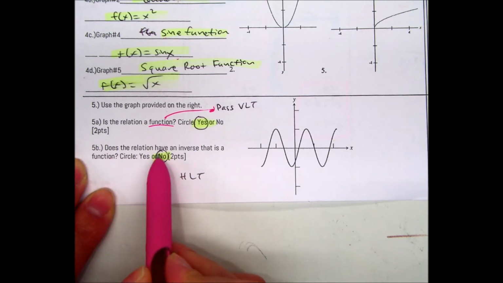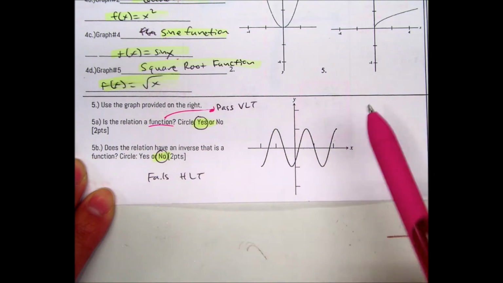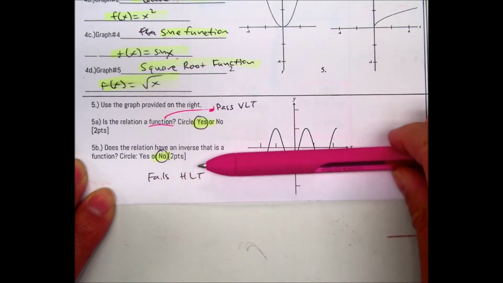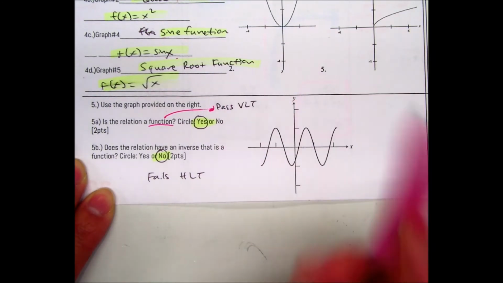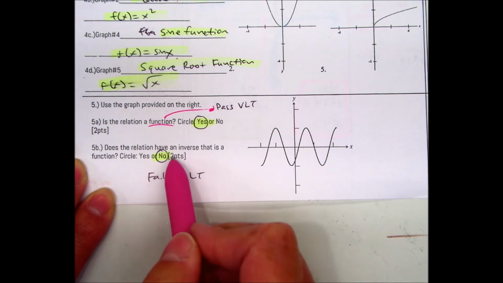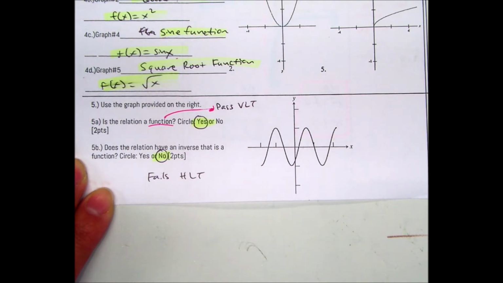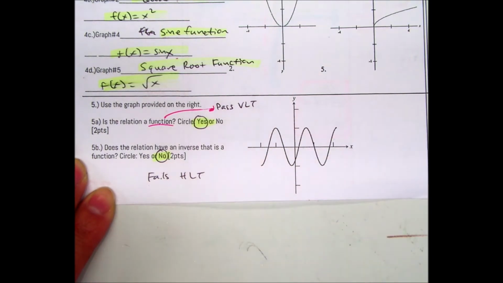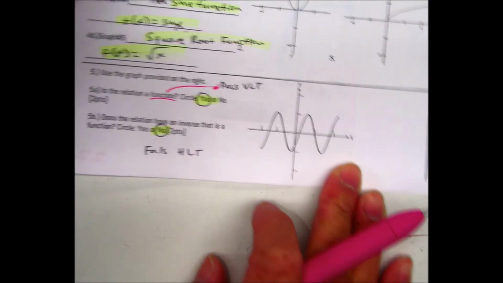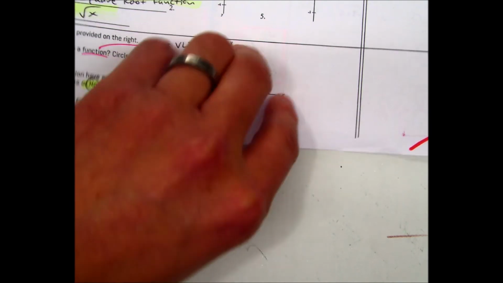5b, does the relation have an inverse? Can I take the inverse of this? Well, to do that, I have to do the horizontal line test. If I put my pen down, it's going to go through multiple points, so therefore it fails the horizontal line test, therefore it does not have an inverse. Later on, we'll talk about restricting where we actually look at. So those were 2 points apiece, and that means that whole side was out of 28. Let's go ahead and go to the back side.